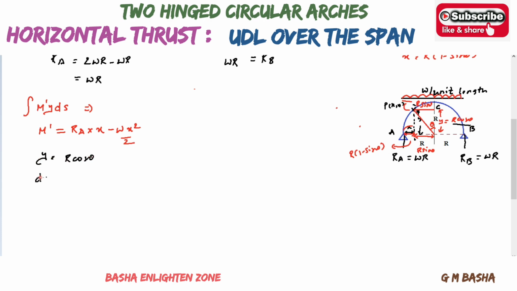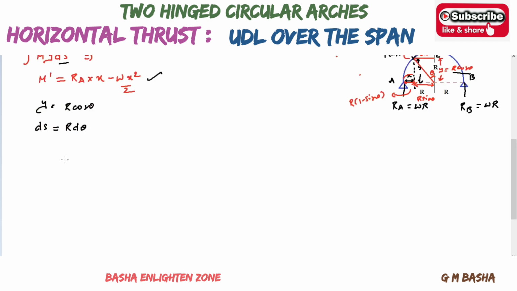And what about ds? ds is the small elemental part on a circular arc, taken as r d theta. Okay, so first solve this M dash and then substitute this value. So first I will solve that M dash. This is somewhat complicated only. M dash will be equal to Ra.